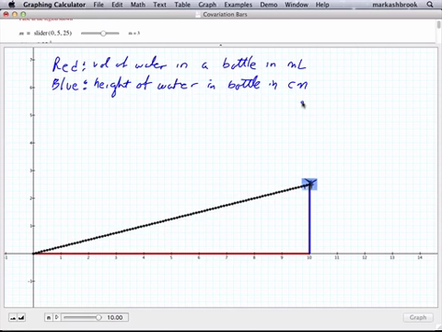So which one do we have control over and which one is determined? Which do we have control over? The volume of water, how much water we put in. We can put in 3 milliliters, we can put in 8 milliliters, we can put in 7 milliliters. And then based on that, we have a determined result, which is our blue, the height of water in the bottle. Okay, so we often call this red because we have control over it. It's independent of anything else, so we call it an independent variable.